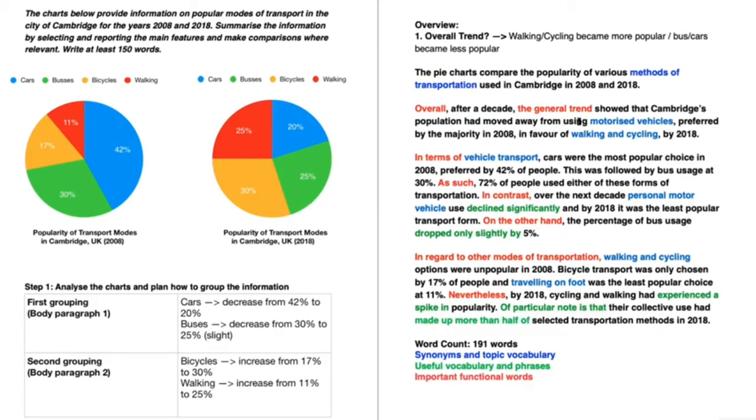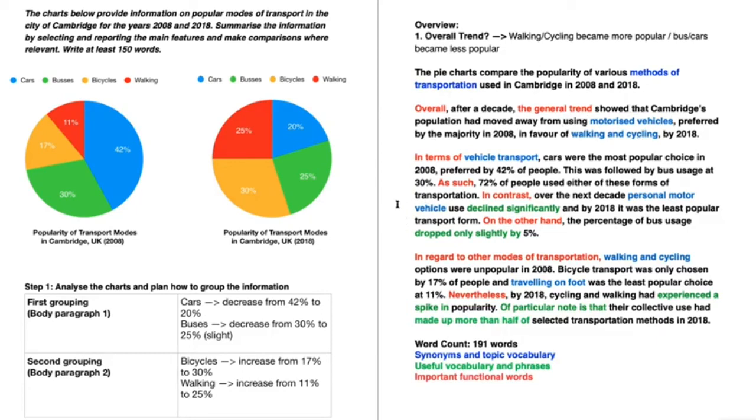Very important here. This is something that will probably come up when you have two pie charts because the dates are most likely going to be in the past. So remember to use your past perfect here. Then I've got synonyms and topic vocabulary. I've put motorized vehicles for cars and buses. That's a great synonym. And walking and cycling. So instead of saying bicycles, I've said cycling.